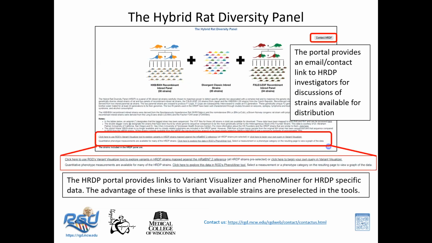The HRDP portal page at RGD provides an email contact link there in the corner, to HRDP investigators for discussions of strains available for distribution. Embedded in the text are links to the Variant Visualizer and PhenoMiner tools for HRDP specific data.